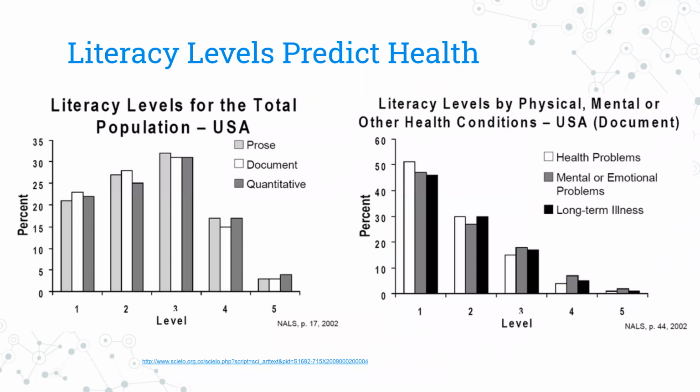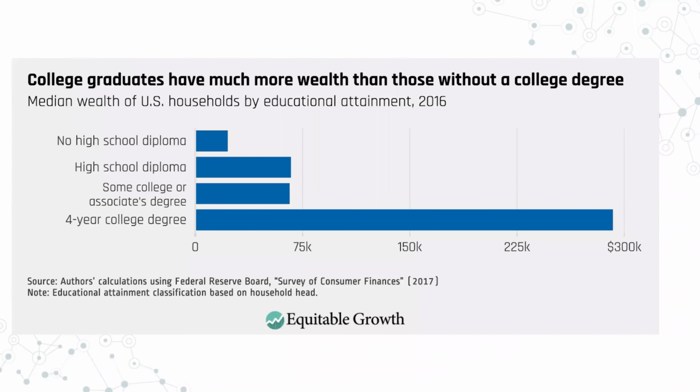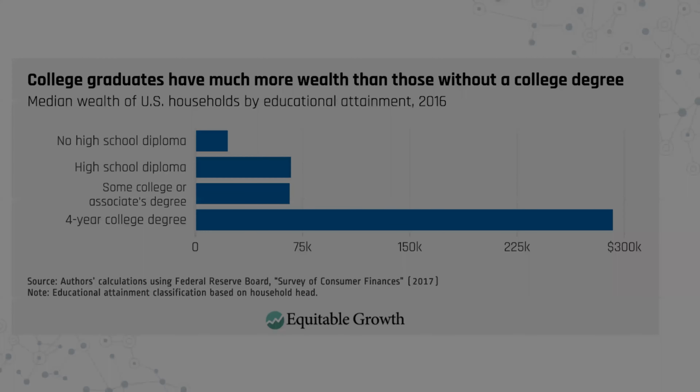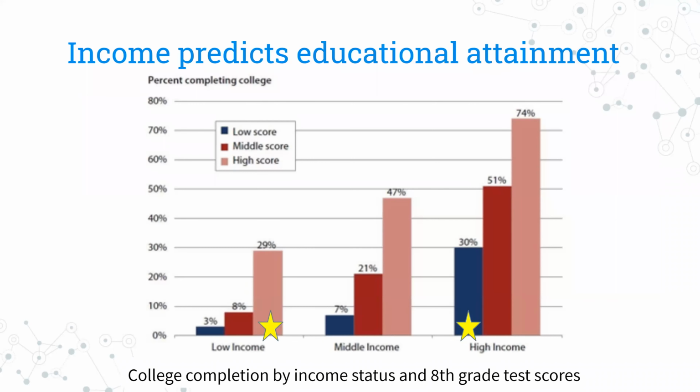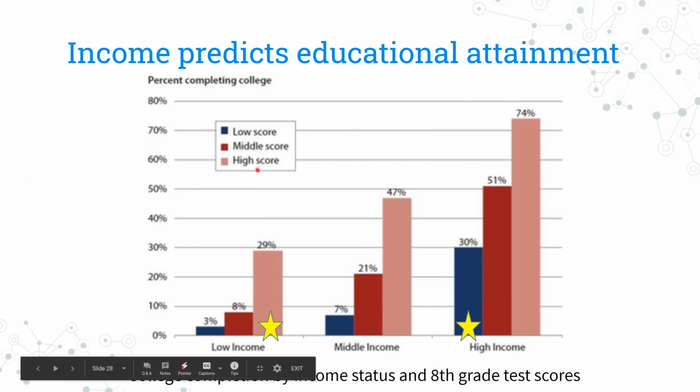Literacy levels predict health. Okay, that makes sense, right? College graduates have more wealth than those without a college degree. Okay, nothing surprising there. But then income predicts educational attainment. So let's take a couple of minutes to look at this graph. Here is the high score, and the low score is in the blue, and this is compared to the income status.